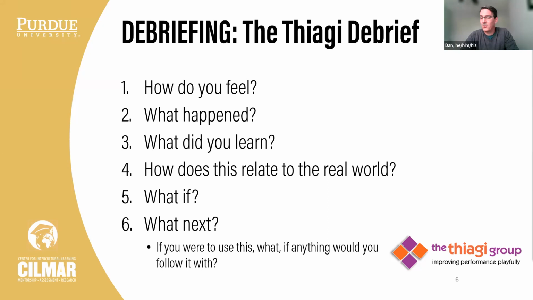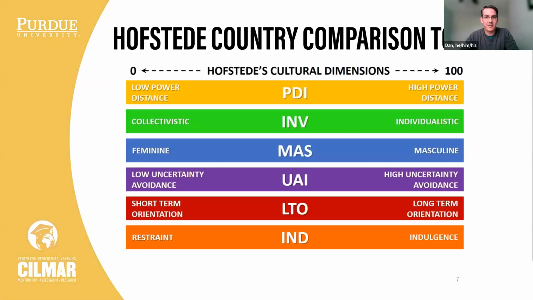To go along with this, just a little bit more information. The handout with Sven and G, that case study, did provide some information from the Hofstede country comparison tool. Here's a breakdown of the six cultural dimensions that the Hofstede system looks at. We have low and high power distance, collectivistic versus individualistic, feminine versus masculine, low versus high uncertainty avoidance, short-term versus long-term orientation, and then restraint versus indulgence.